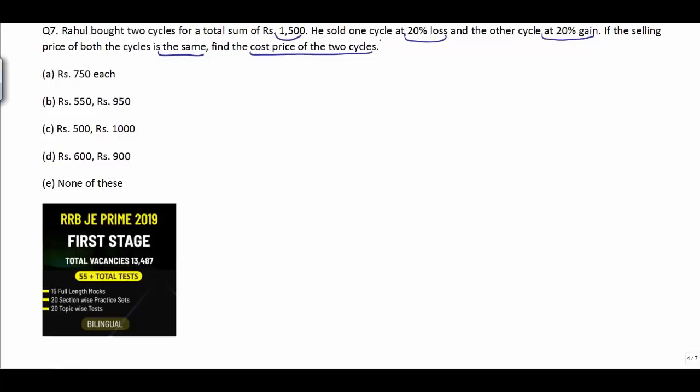Let us suppose that the cost price of this cycle is rupees X and the cost price of this cycle is rupees Y. Then this cycle was sold at 20% loss, so selling price of this cycle, this is CP, would be equal to 20% loss means loss of 1 by 5, so remaining is 4 by 5. So 4 by 5 of CP, that is X, this is equal to the selling price of this cycle, whereas this was sold at 20% gain.